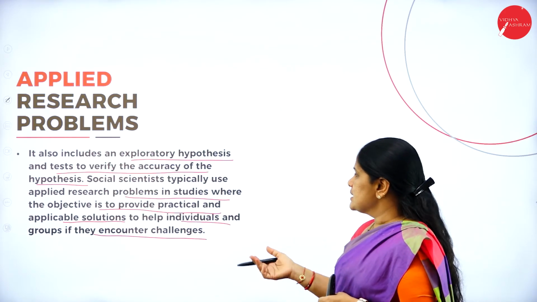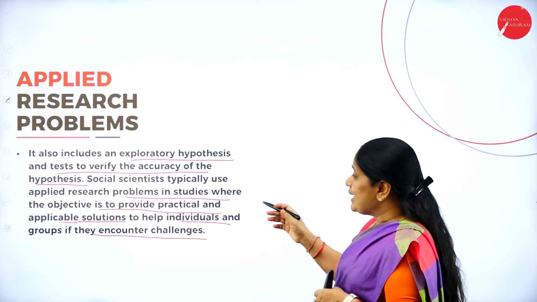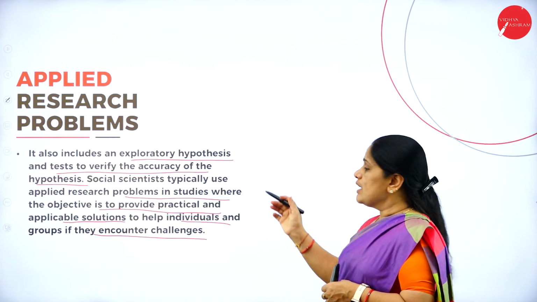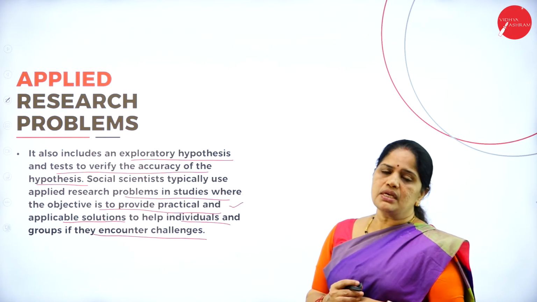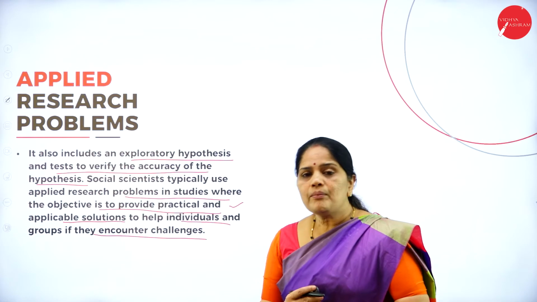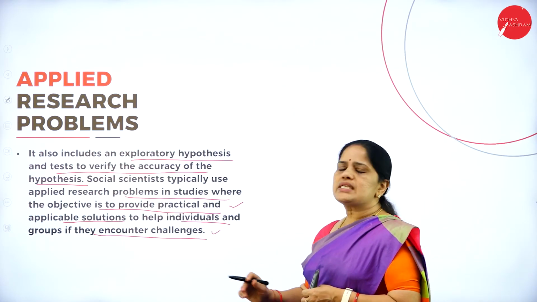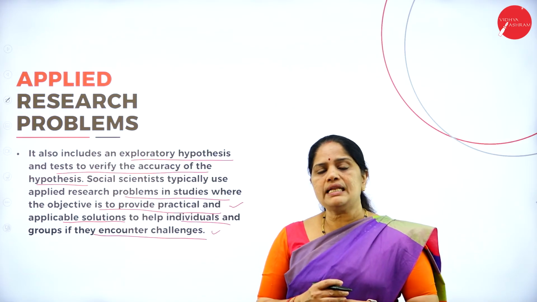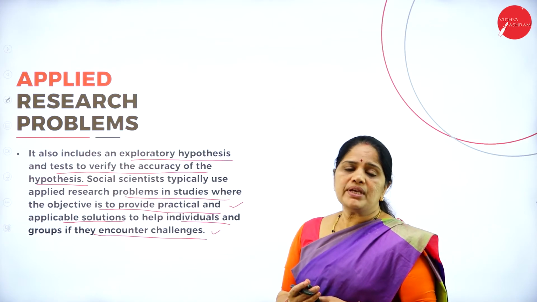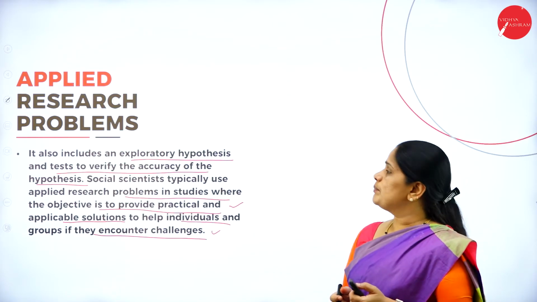Then the social scientists typically use the applied research problems in studies where the objective is to provide practical and applicable solutions. So the main objective is to give practical and applicable solutions to help individuals and groups if they encounter challenges. Whatever challenges they encounter, they will be able to find the solutions with the help of applied research problems.